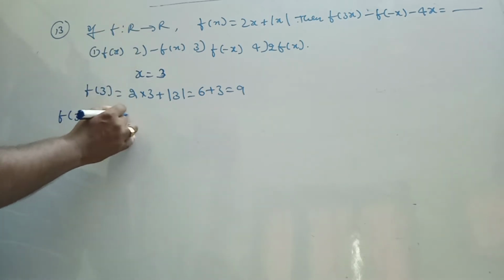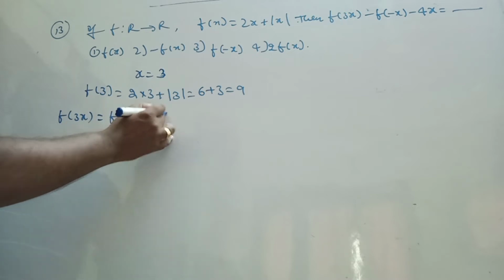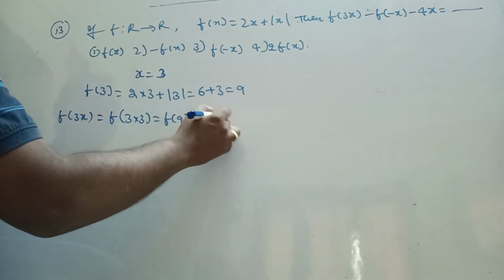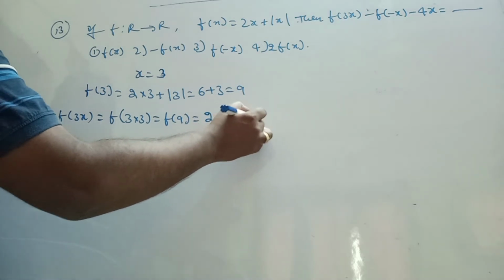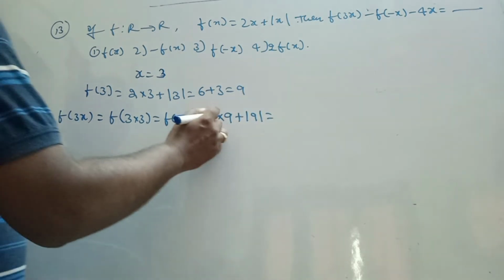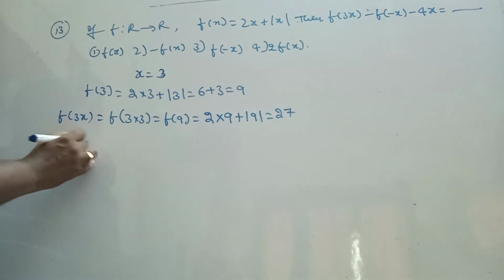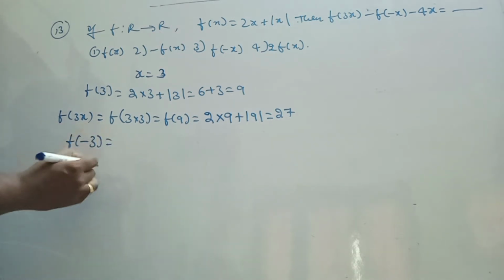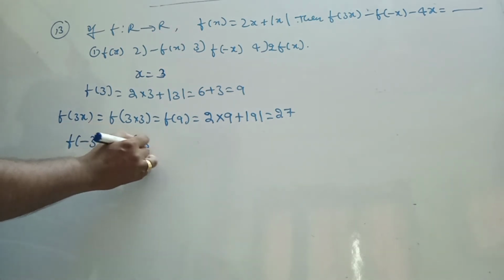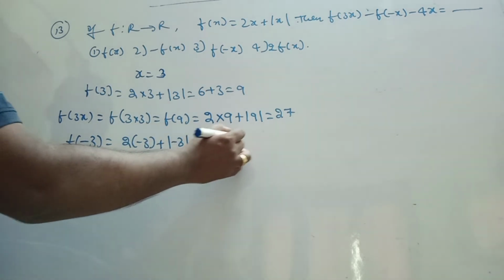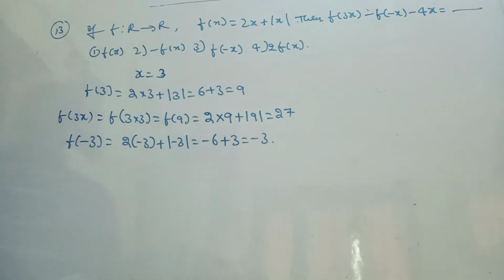f of 3x means f of 3 into 3, that is now f of 9. f of 9 is equal to 2 into 9 plus modulus of 9, which is 18 plus 9, 27. And f of minus x, with x equal to 3, is f of minus 3, that means 2 into minus 3 plus modulus of minus 3, which is minus 6 plus 3, that is minus 3.